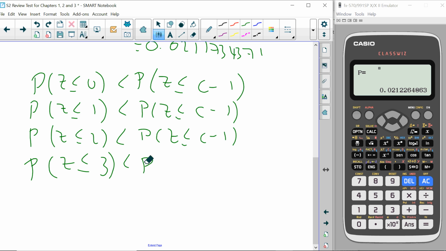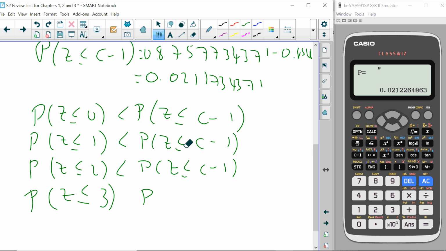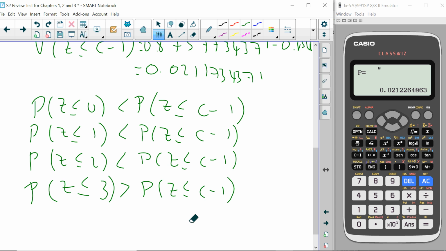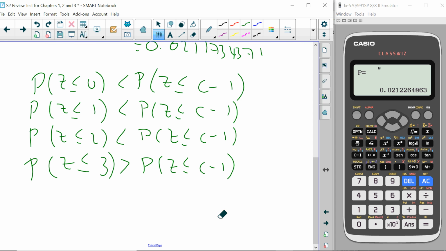You can see this time by what I've got on my calculator, this value here is greater than this value here. As a result of that, I can say that this is the first time I exceed it, so the probability that Z is less than or equal to C minus 1. What that means for us is that we could say C minus 1 could be equal to 3. It's the first time that I exceed the value given. So therefore, if I have my C minus 1 there, that could be equal to 3. C should be equal to 4.